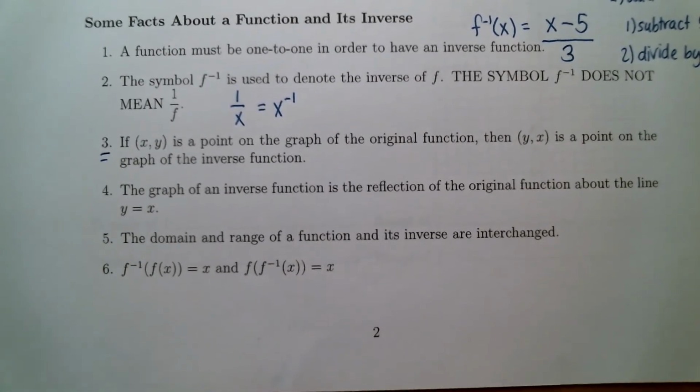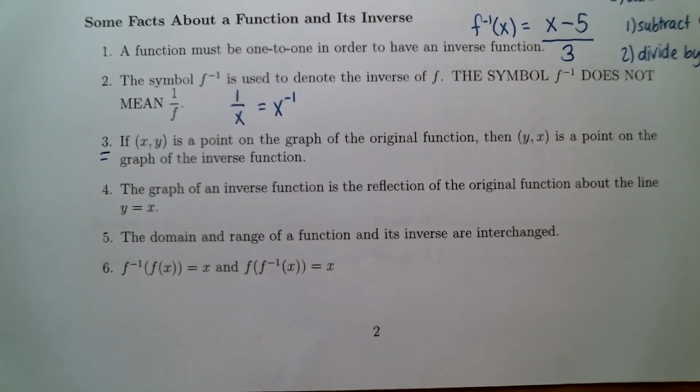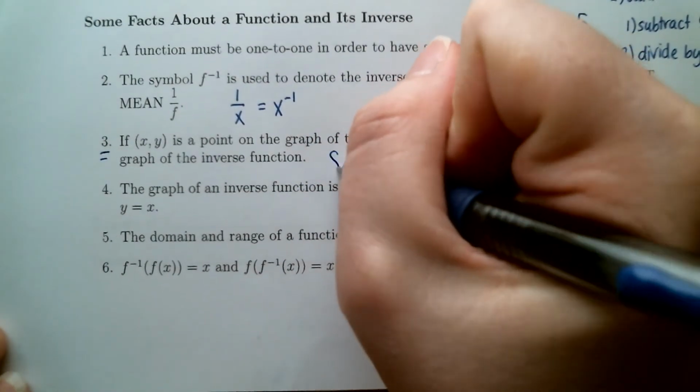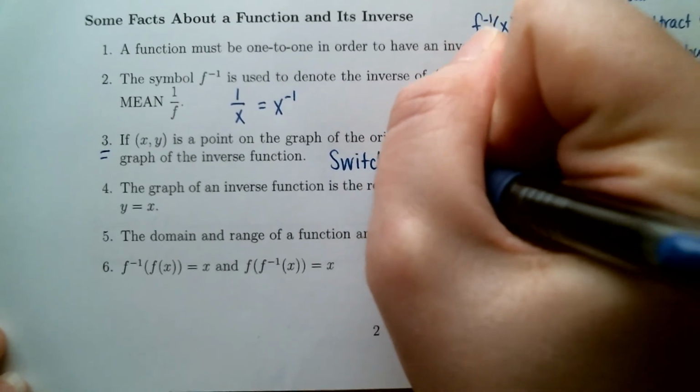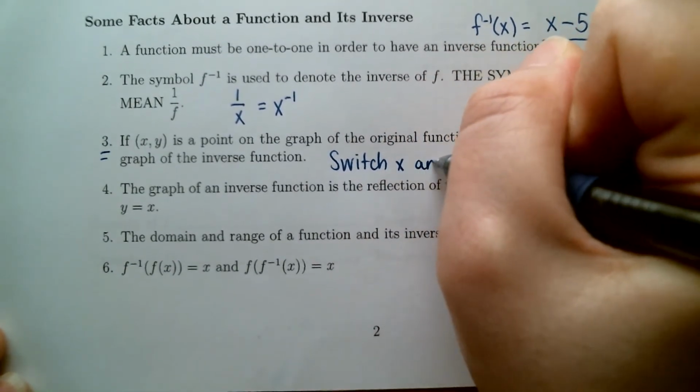One more time. If (x, y) is a point on the graph of the original function, then (y, x) is a point on the graph of the inverse function. This is the heart of performing inverse functions. You end up switching x and y.